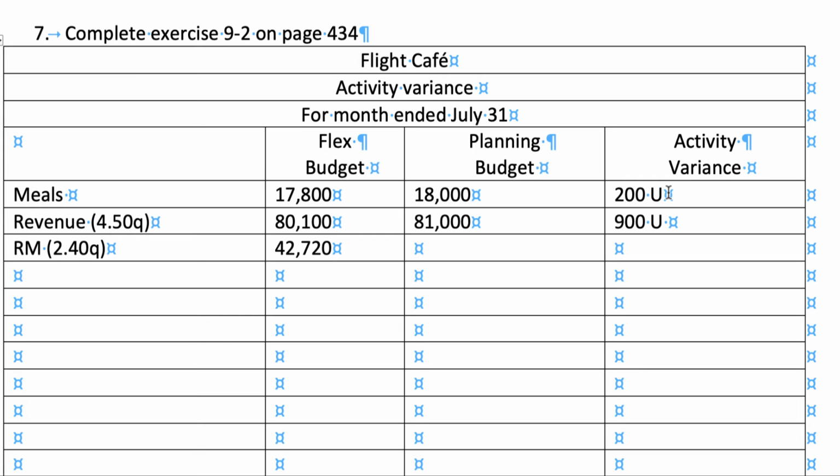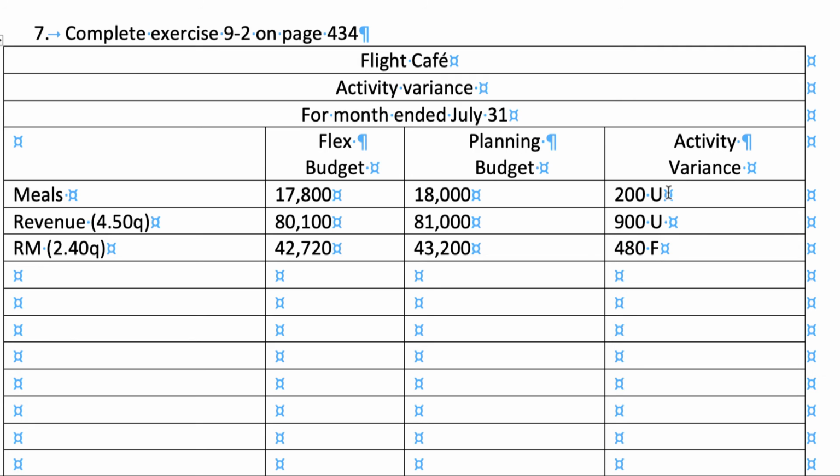Do the same thing for the planning budget. We said 18,000 meals for the planning budget. Based on a raw material cost of $2.40, $2.40 times the 18,000 gives me 43,200. So right off the bat, we're $480 favorable.